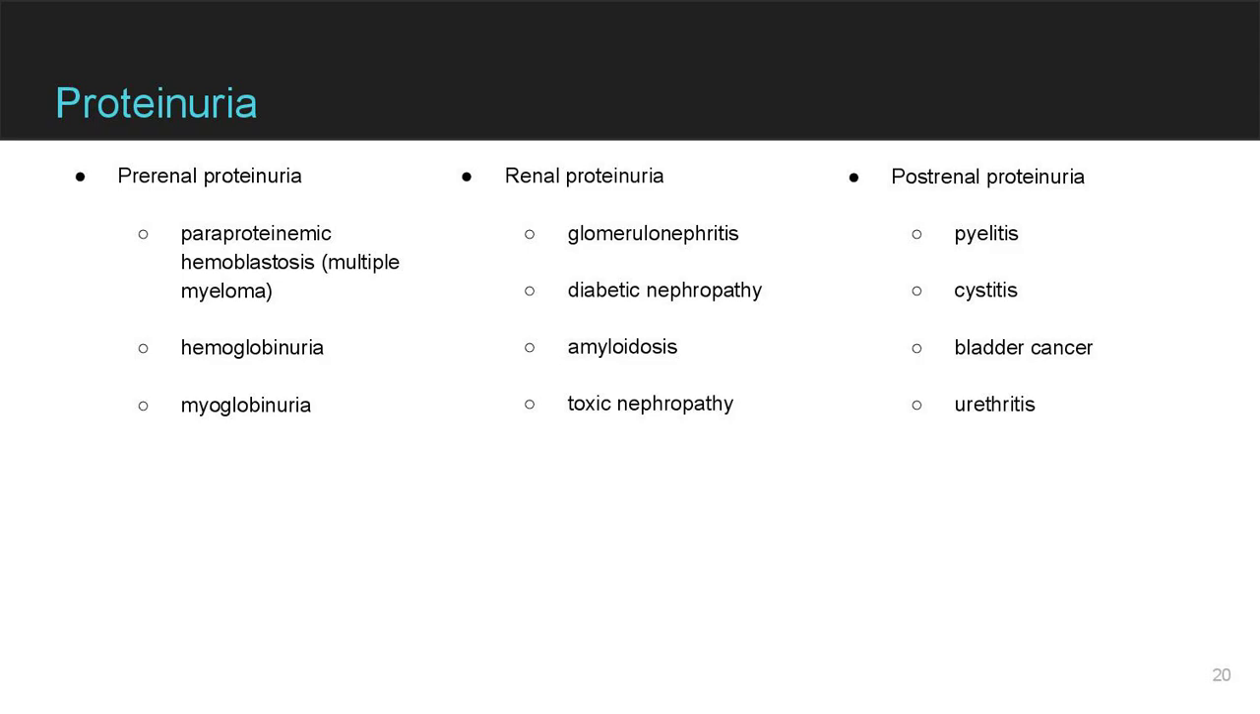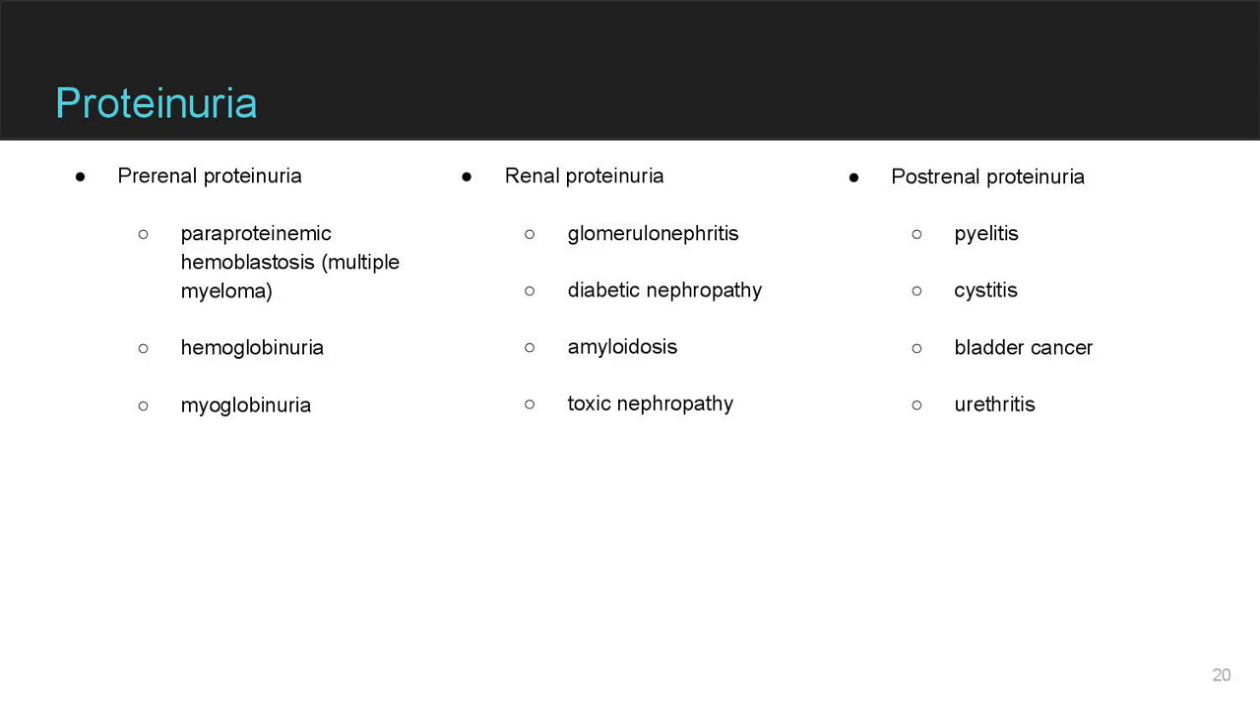Post-renal proteinuria. That means that the problem of accumulation of protein takes place after kidneys. The first ones: pyelitis, cystitis, bladder cancer, ureteritis. That means that after kidneys, maybe an inflammation and damage by bacterial infection takes place. And the result is damage of epithelial cells and transport of proteins into urine. We can find post-renal proteinuria.